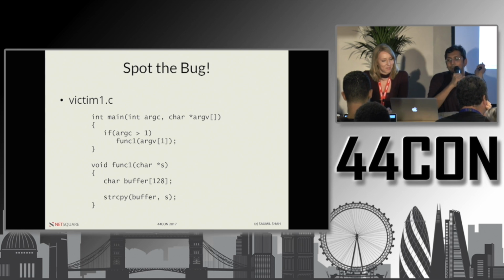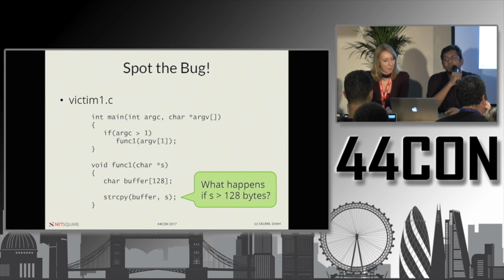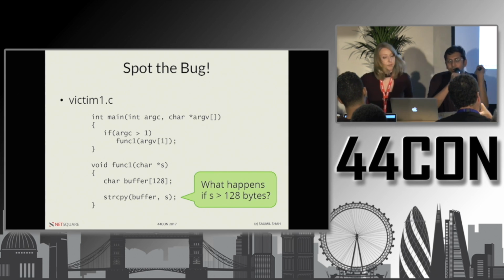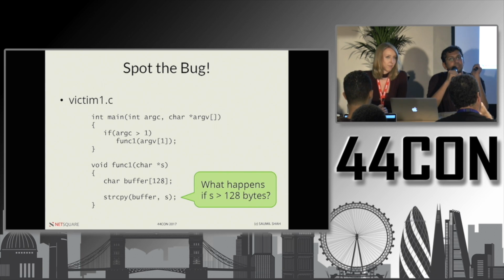So, what's going to happen if s is greater than 128? It'll overflow the buffer. It'll go past the stack frame. It will overwrite the saved program counter in the stack. Why will the program counter be saved on the stack? I thought it is only saved in the link register, isn't it? So is function1 a leaf function or a non-leaf function?